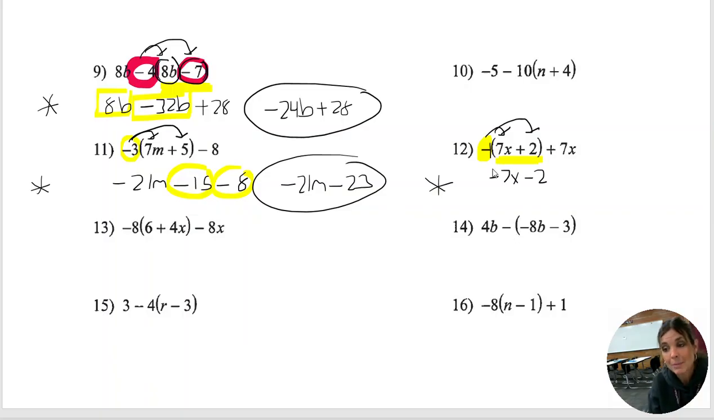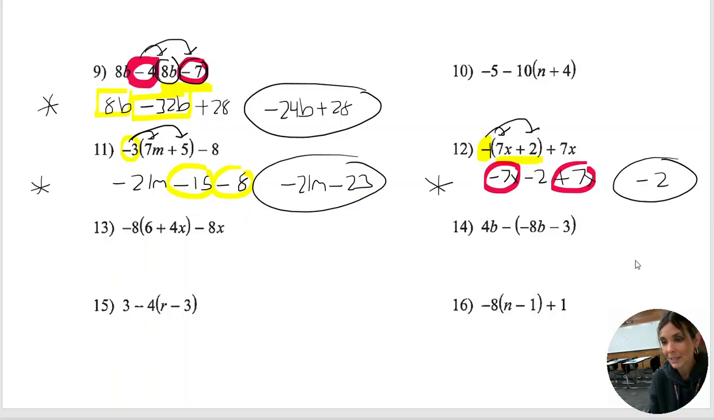So a negative 1 times 7x is negative 7x. Negative 1 times 2 is a negative 2. Now we're going to combine our like terms. So when I combine a negative 7x with a positive 7x, nothing's left. They totally wipe each other out, and the only thing I have left is a negative 2. So no x. Negative 7x and positive 7x is not an x, it's nothing. It totally cancels each other out. My final answer is negative 2.